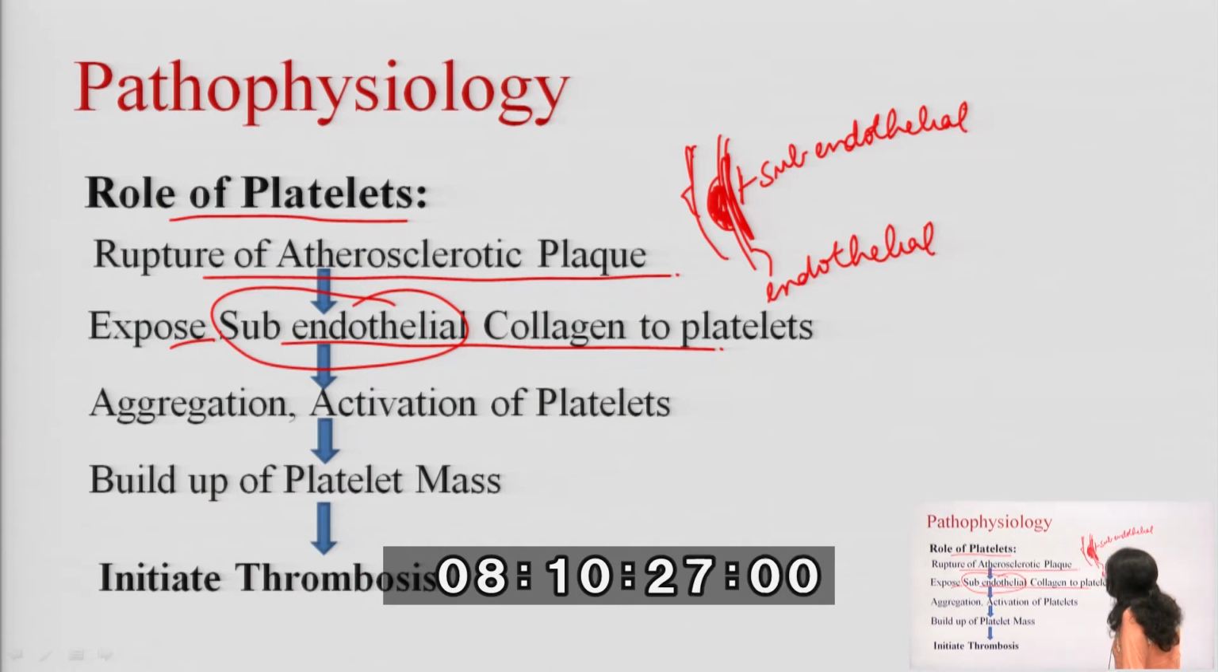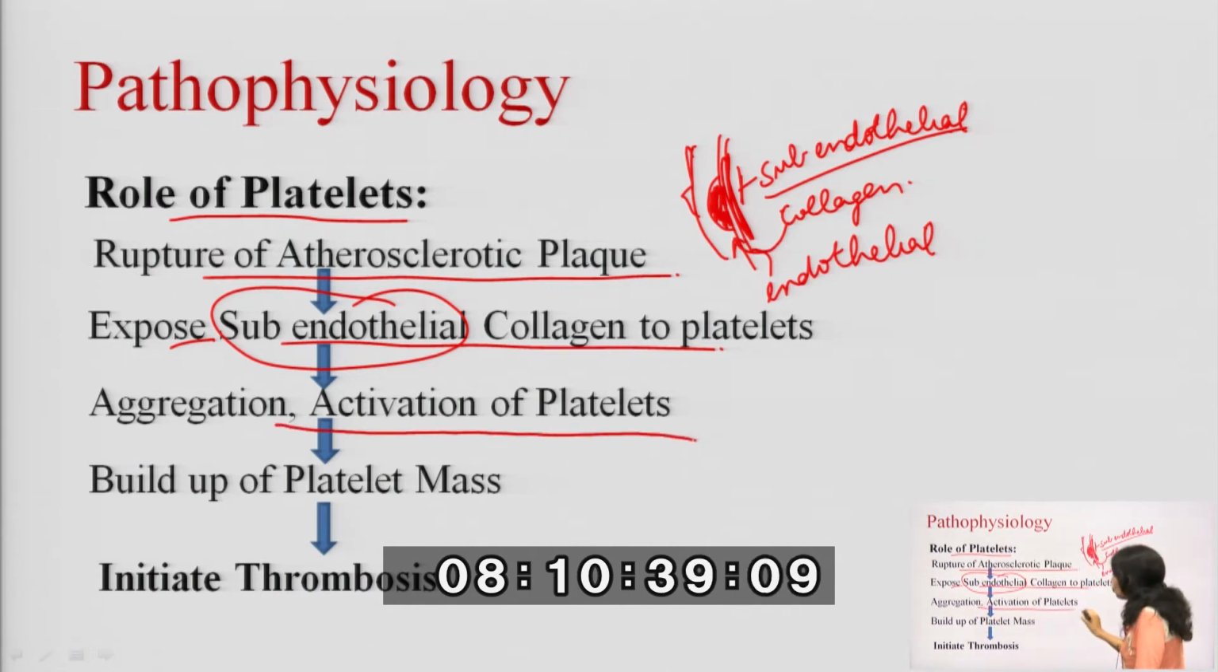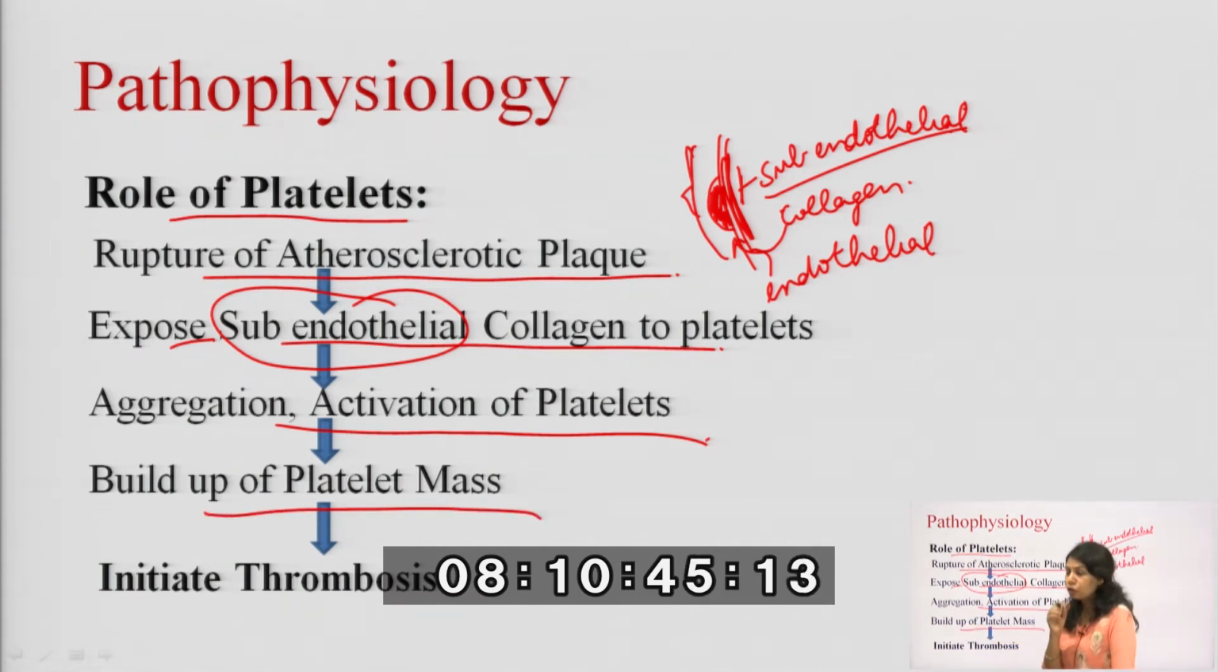So, what happens? In the subendothelial layer, the collagen which is present accumulates, and this collagen causes activation of the platelets. Finally, there is a build up of platelet mass, it accumulates, and this initiates the thrombosis. Okay.